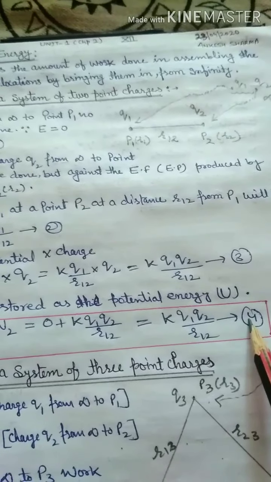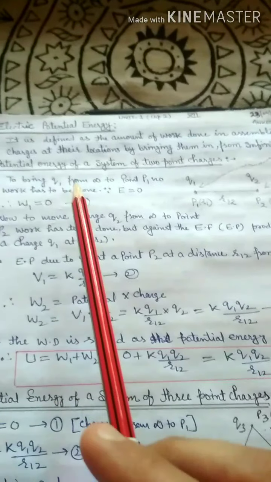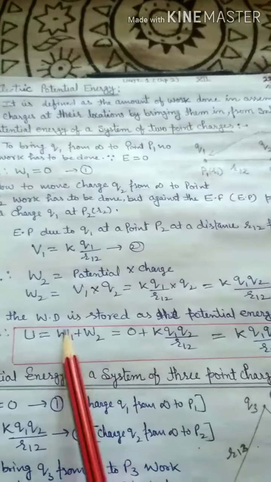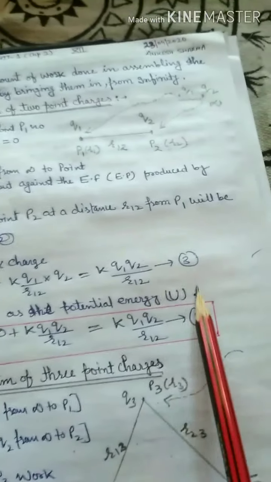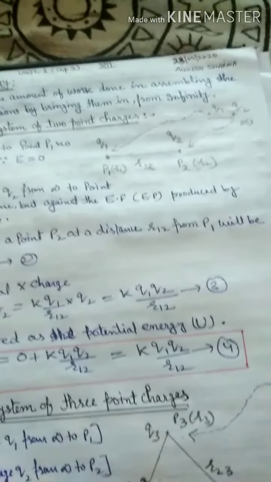This is equation number 4. This is all about the potential energy of a system of 2-point charges. U equals K Q1 Q2 upon R12. Hope you understand. Thank you.